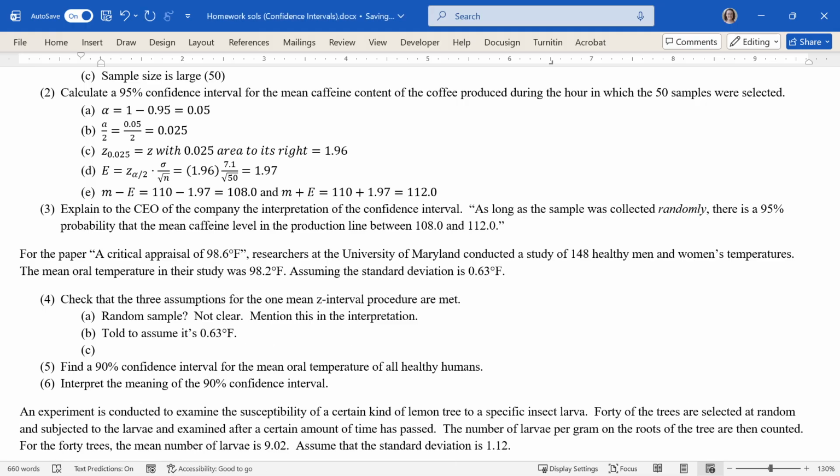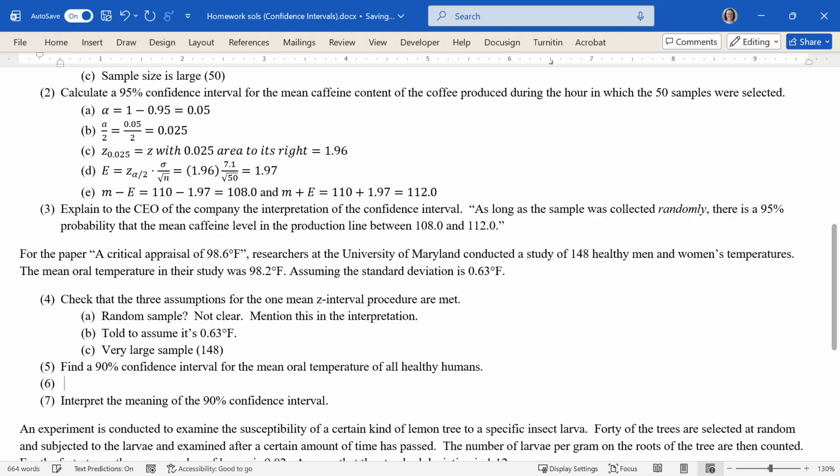Okay. And then lastly, either the original data has to be normally distributed, or we have to have a large sample, or kind of something in between. This is a very large sample. 148 is quite large. So definitely, if you're taking many random samples of that size, they will be normally distributed for sure. Okay, very large sample. 148. Okay, so now we're going to follow the steps.